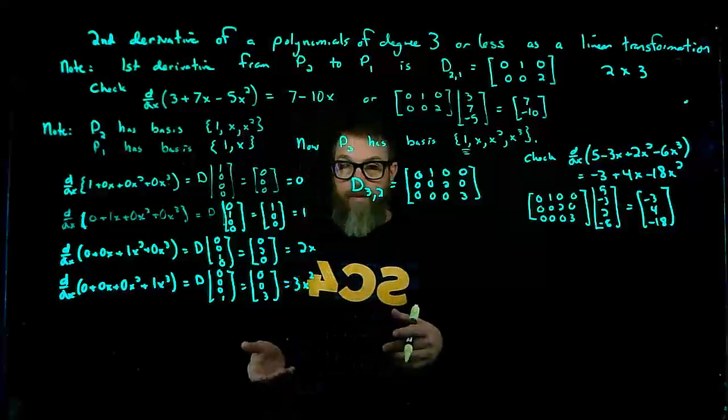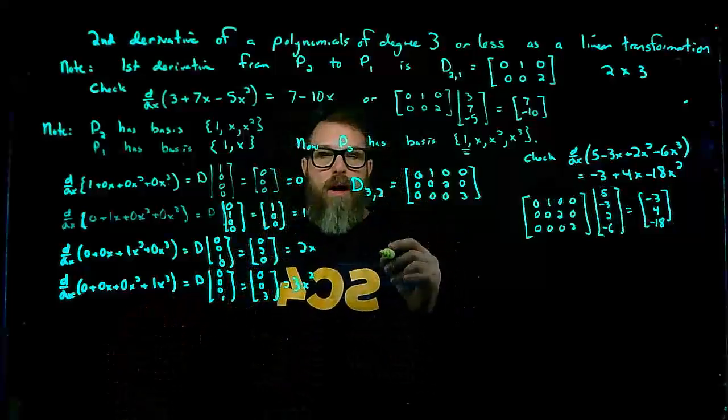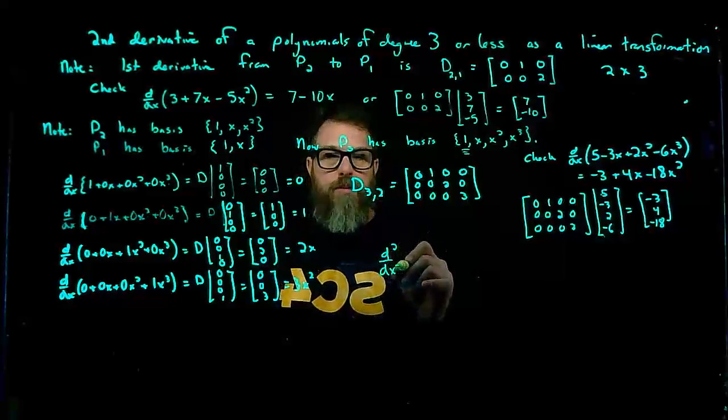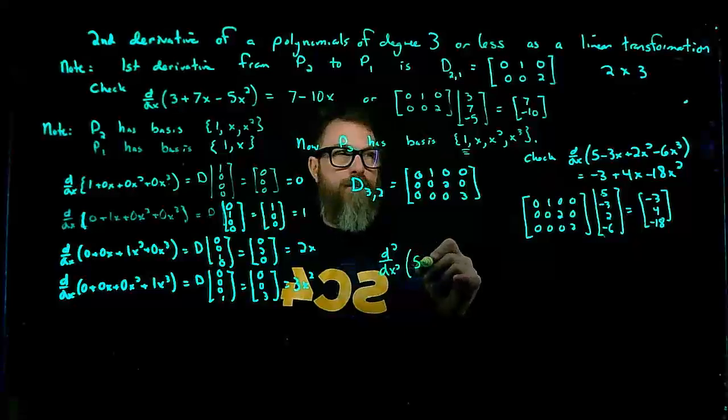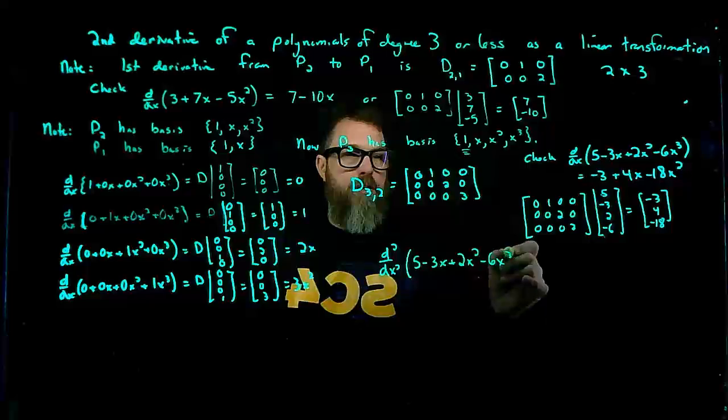All right. Now our real goal was to create the derivative that goes from polynomials of degree 2 down to polynomials of degree 1. Essentially, I want to take the second derivative. So I want to know what is the second derivative with respect to x of this 5 minus 3x plus 2x squared minus 6x cubed.